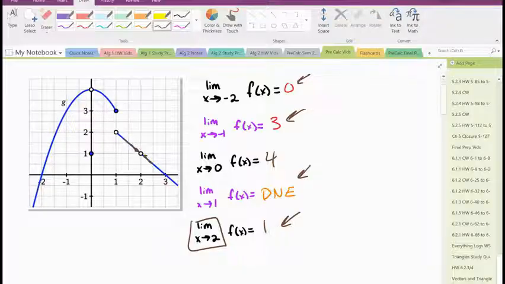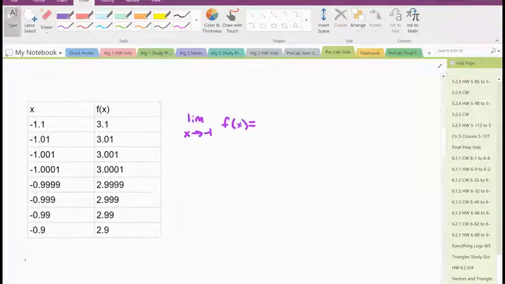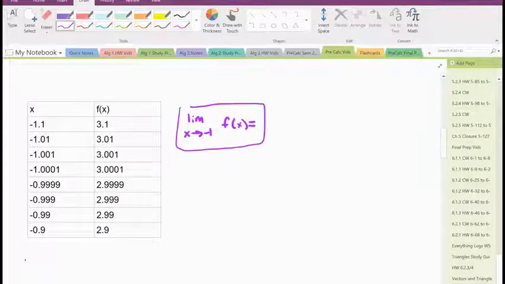The graph is pretty straightforward and easy to see this. It's fairly easy to see that this one doesn't exist because it goes towards two different values, right? But when we look at data or a table, that's when it gets a little bit trickier to see. If we see something like this one here, I'm looking at a bunch of x values and a bunch of y values. The limit that I'm looking for is, as x goes towards -1, the y value is going to go towards what? So the limit is what?